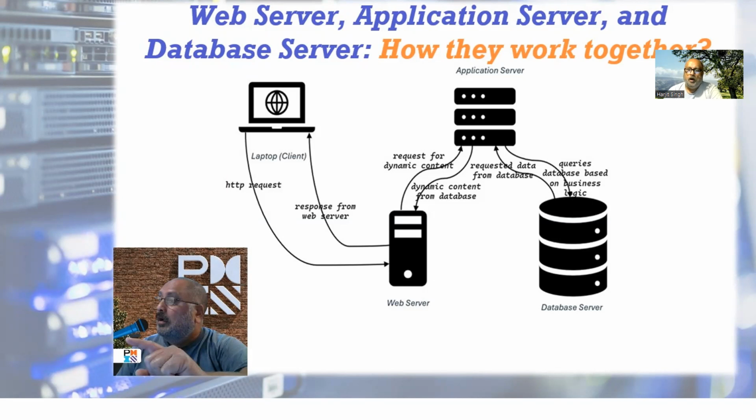However, if you want to order a custom pizza with custom toppings, maybe half of one type and half of another, half veggie, half meat, then that requires further processing. In that case, the receptionist hands the request to the chef. The chef is the application server. So it's a request for dynamic content, meaning a request for a custom pizza.